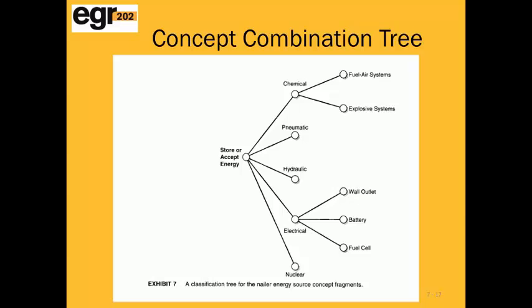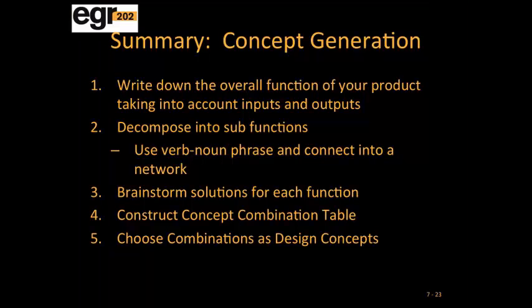So in summary, write down the overall function of your product, decompose into subfunctions, which you should have already done. Brainstorm solutions for each function, searching externally and searching internally in the methods I just went over. Construct the concept combination table and choose combinations of solutions as design concepts.